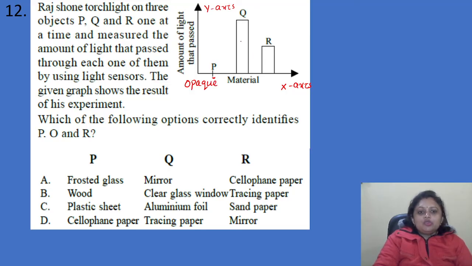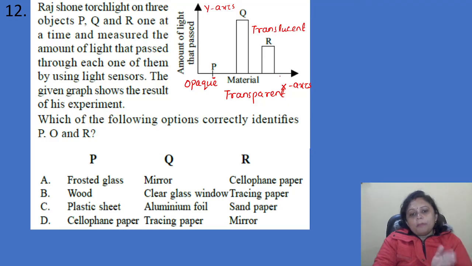And in material Q, maximum light is passing through. As maximum light is passing through it, we can call it a transparent material, and R is allowing some amount of light to pass through it. So we call it a translucent material. Now we have to find the examples of these opaque, transparent and translucent things. Here the correct answer is option B. P, wood, that is opaque. Q, clear glass window, that is transparent. R, tracing paper, that is the translucent object.